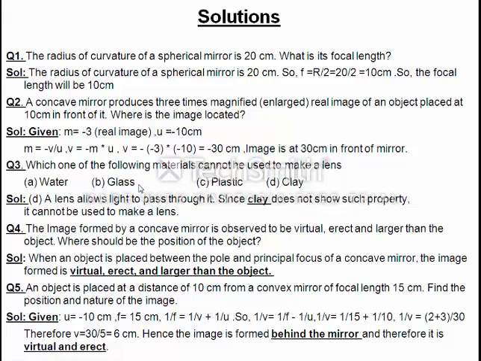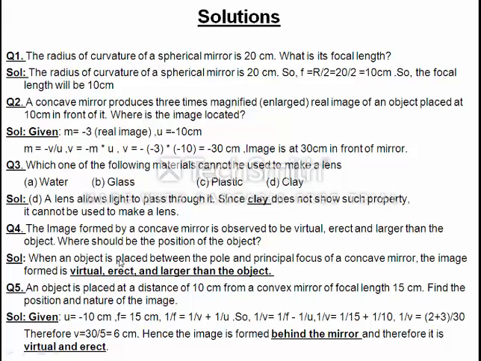The option will be clay. A lens always allows light to pass through it. So we can pass light through water, glass and plastic, but we cannot pass light through clay. So with the help of clay we cannot make a lens. We will talk about it in our refraction topic, means in our next video lecture we will start refraction.